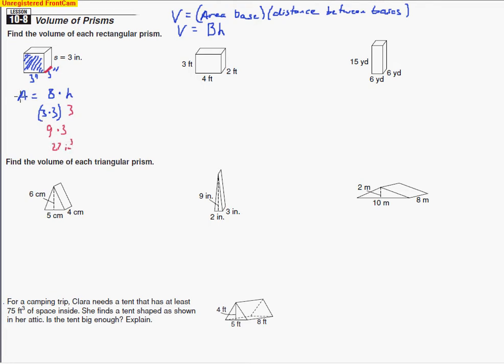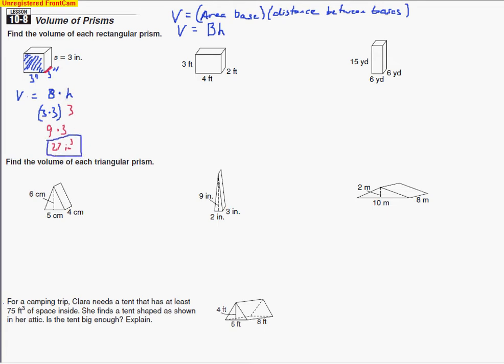Now, I wrote A here. I should have written V. Let's go ahead and fix that real quick. So that should be V, volume, equals the area of the base times the distance between the two bases, the height. So there is our volume.